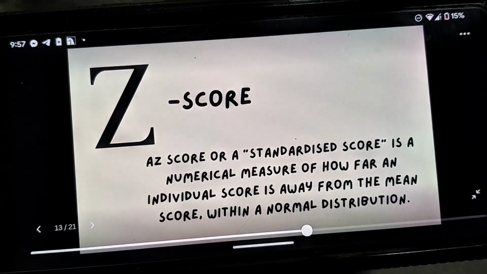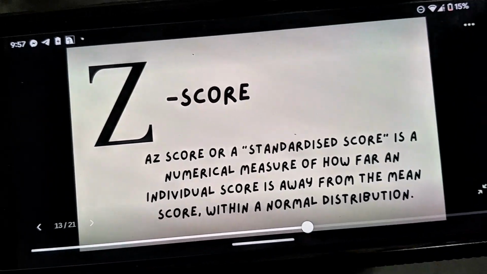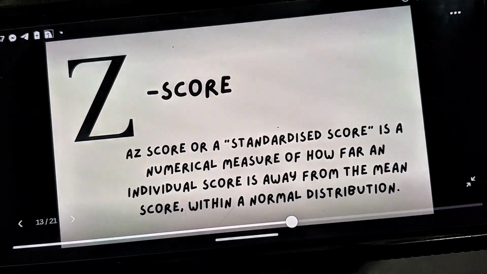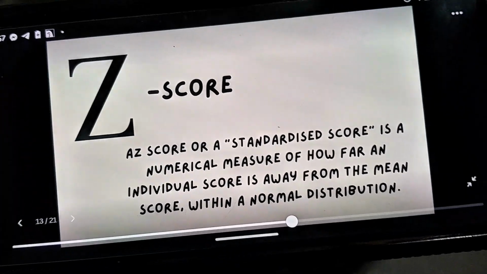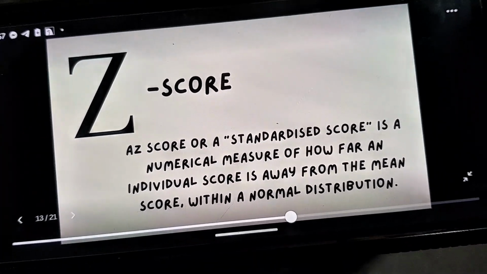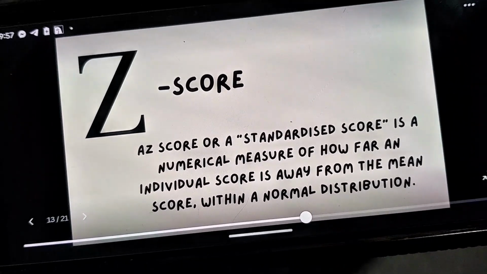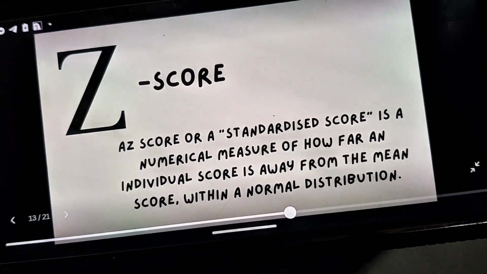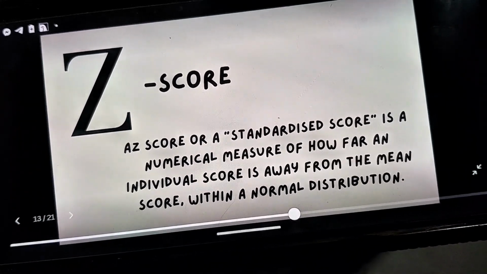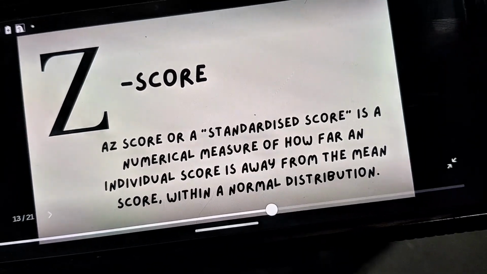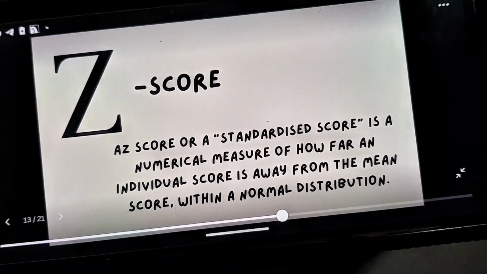A Z-score, or standardized score, is a numerical measure of how far an individual score is from the mean score within a normal distribution. We can identify whether the individual score is greater than the mean or less than the mean using a normal distribution curve. I will discuss that later.